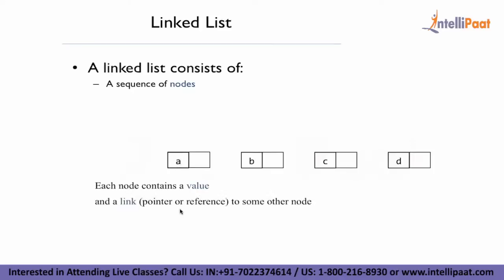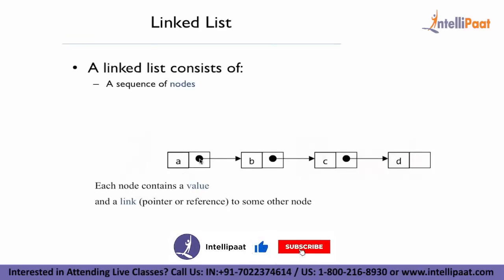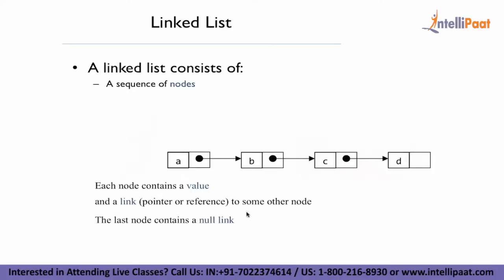and a link which is pointing to some other node. So this is the link part which is pointing to some other node. That is why it is called a linked list, because each memory section is linked to some other memory section. So it's a chain that is being built upon, and the last node will contain a null. So this is how our chain terminates.